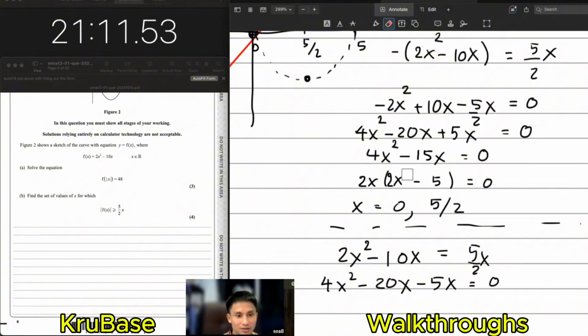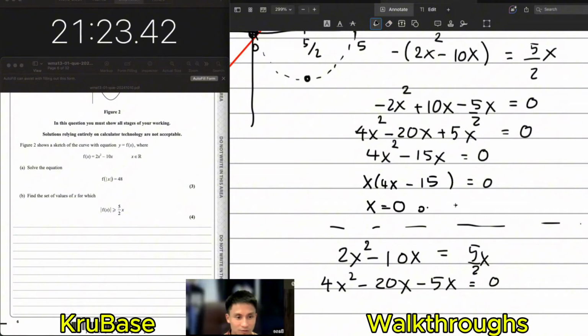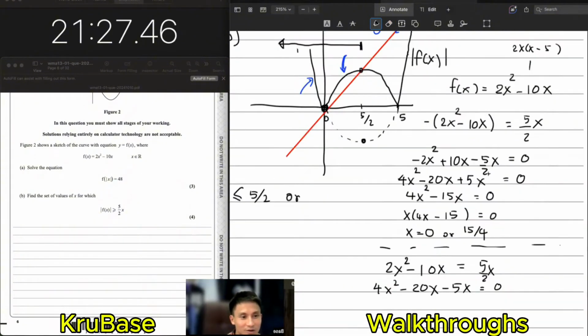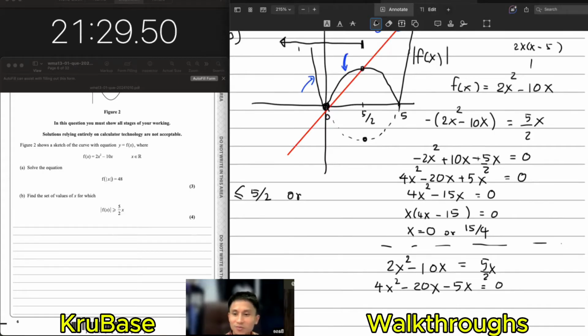That's not good. Okay, so I'm going to do this again. So this is x and then 4x minus 15. So that should be x equals 0 or 15/4. I need to double check this. I can't rely on my mental math today, maybe. So, okay, let me just double check that again.